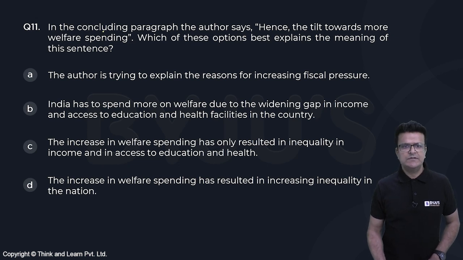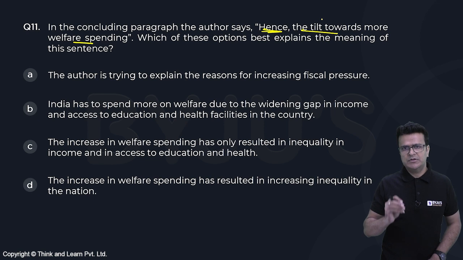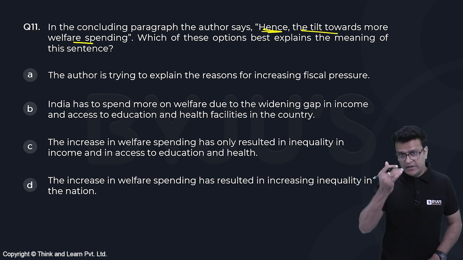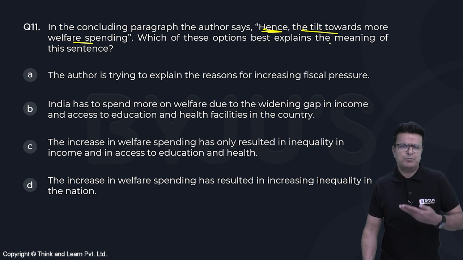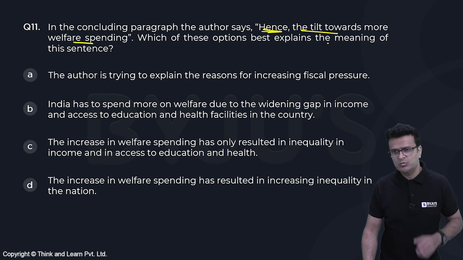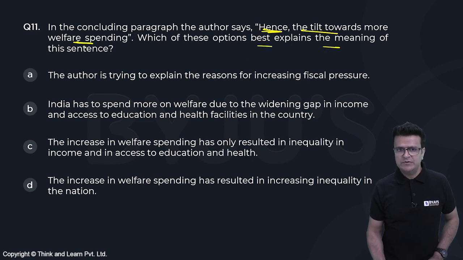Question 11 says, in the concluding paragraph, the author says, "Hence, the tilt towards more welfare spending." Hence clearly means that the author has mentioned something before, and this is the conclusion. Tilt means there is a proclivity or an inclination towards welfare spending. Which of these options best explains the meaning of the sentence?